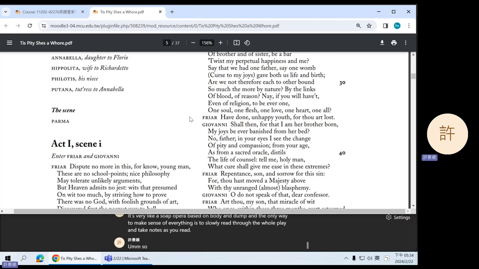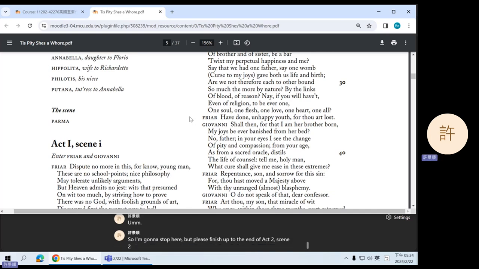So I'm going to stop here, but please finish up to the end of Act 2, Scene 2. Questions so far?